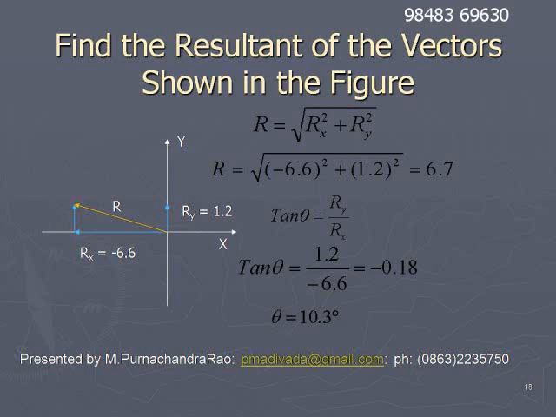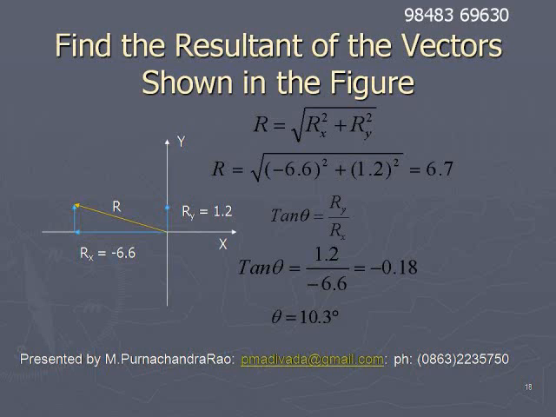To find the magnitude of R, we know that R is equal to square root of Rx square plus Ry square. X component is Rx, y component is Ry. So that is equal to square root of minus 6.6 whole square plus 1.2 whole square. On simplification, it will be equal to 6.7. This is the magnitude of R.